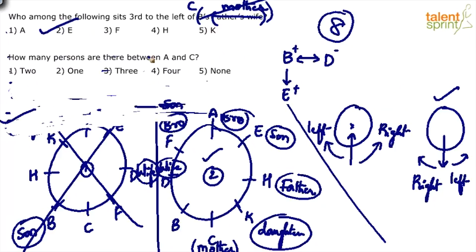How many persons are there between A and C? A and C are opposite to each other. So 3 persons. Either you do left side or right side, you will find 3 persons only, right? Anti-clockwise or clockwise, there are 3 persons. 1, 2, 3 or 1, 2, 3. So there are 3 persons between A and C.